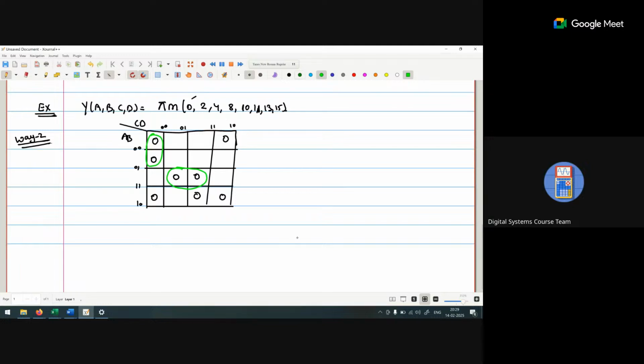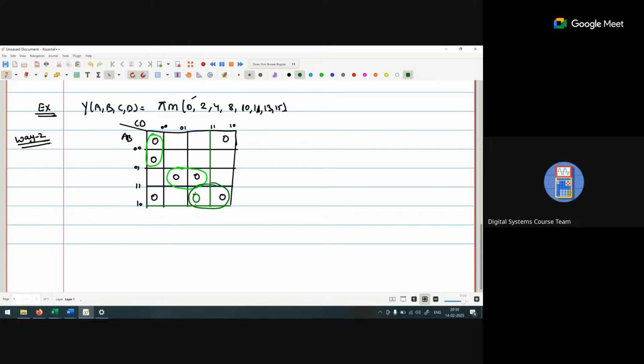How? If I create this maximum with this, the term is different. Or if I create a group of this maximum with this, the term is different. So it is all up to you with whom you want to create a group. If you create a group with this one, the answer is different. If you create a group with that one, the answer is different. So that is the case where the K-map doesn't provide a unique solution.